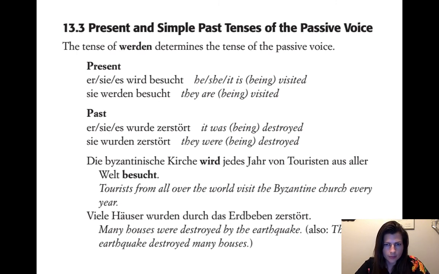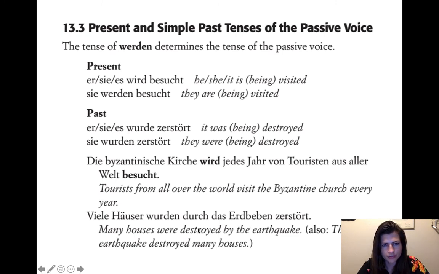And then die byzantinische Kirche wird jedes Jahr von Touristen aus aller Welt besucht. Tourists from all over the world visit the Byzantine church every year. This one is passive in the German version, but the translator has decided to make it active again. So von Touristen, literally it says, the Byzantine Church is visited every year by tourists from the whole world, which I think sounds fine. But if you think your reader doesn't want to read passive, then of course make it active.